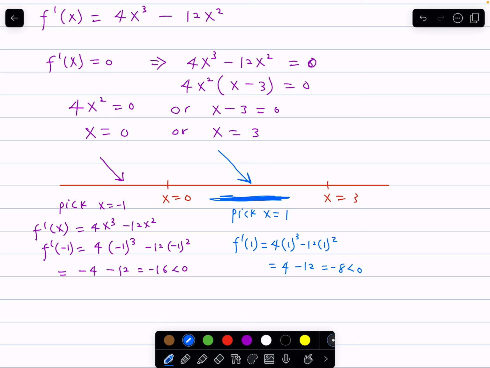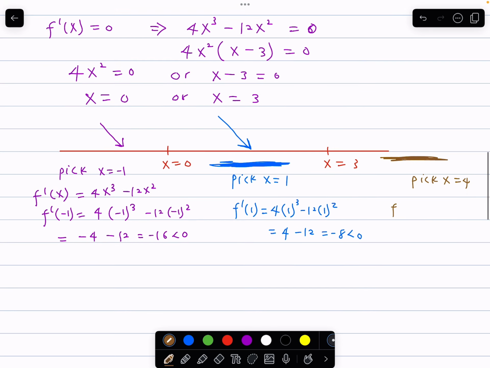Okay. Now, towards the right of 3, I'm going to pick a number on this interval here. I will pick 4. x is equal to 4. And I'm going to plug it into the first derivative. F prime of 4 is going to be 4 times 4 cubed minus 12 times 4 squared.